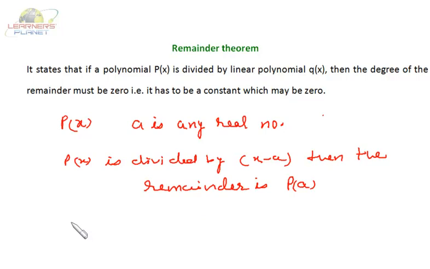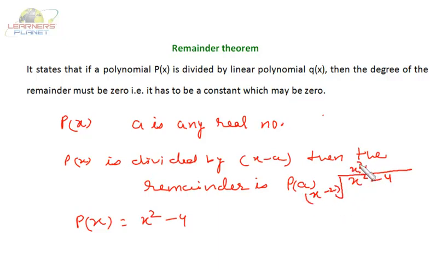Let's do one example of it. Suppose polynomial P(x) is x square minus 4. Now if P(x) is divided by x minus a, suppose I take x minus 2. Let's divide x square minus 4 by x minus 2. I do it over here. So it's x square minus 2x, and then it is 2x minus 4. So if I divide x square minus 4 by x minus 2, I'm getting 0 as a remainder.